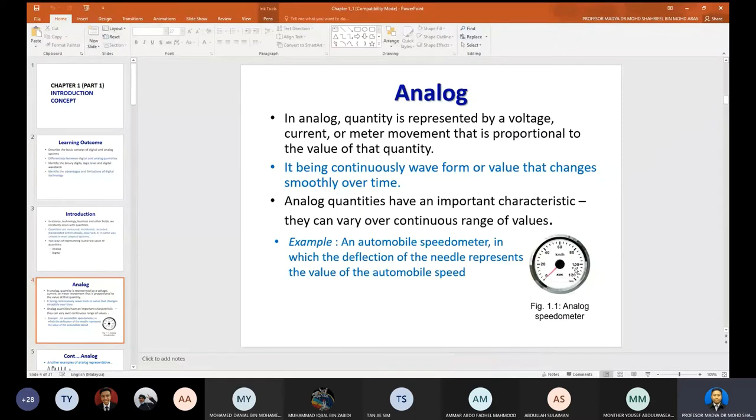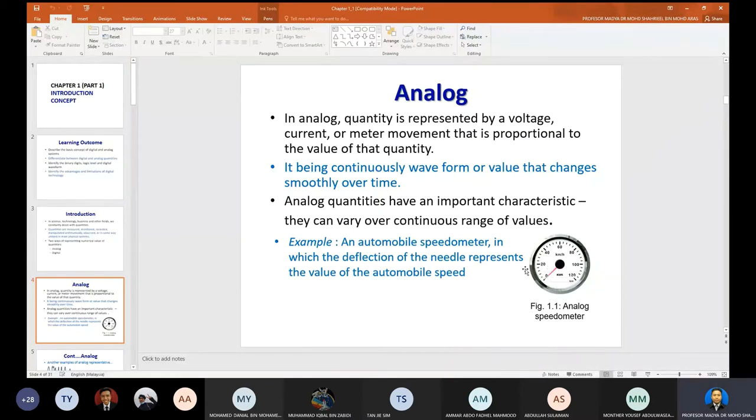This is an example of analog for measuring speed, an analog speedometer, and we also have equipment to measure frequency, power, and voltage in analog form. So these are some examples of analog components or equipment. The analog quantity has an important characteristic: it can vary over a continuous range of values. You can see this needle moves smoothly, and it increases smoothly if the automobile increases its speed. That is an example.